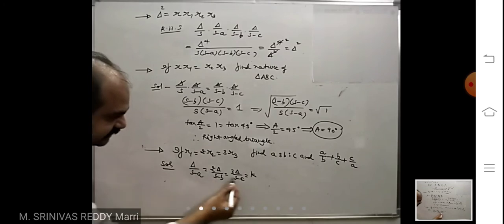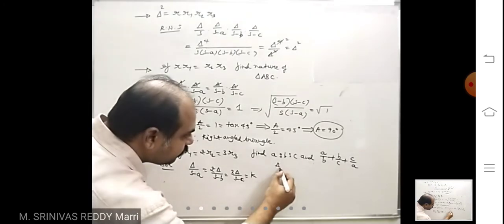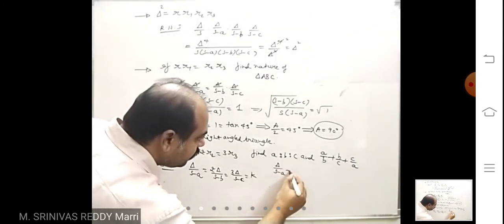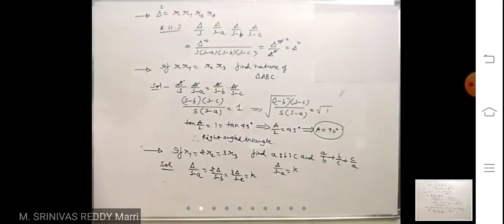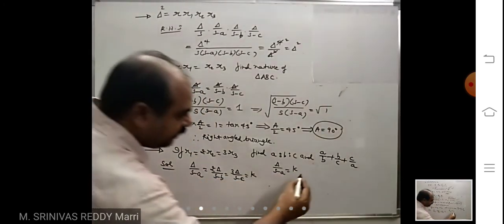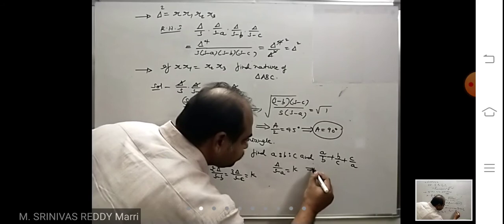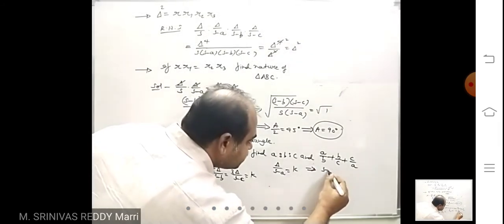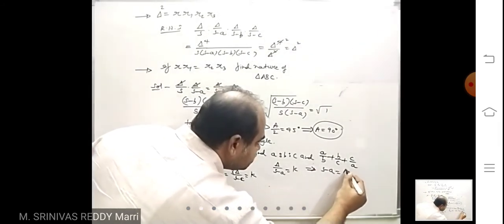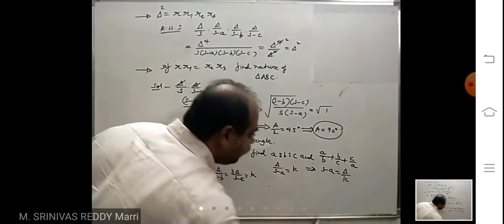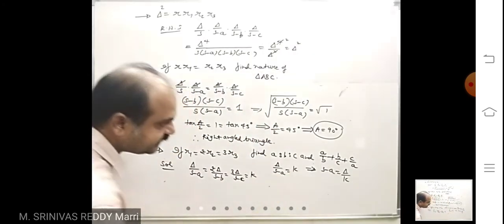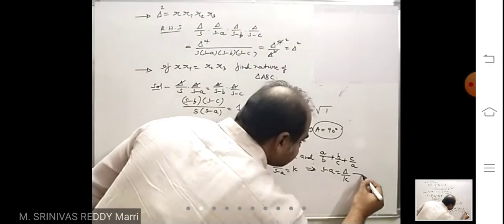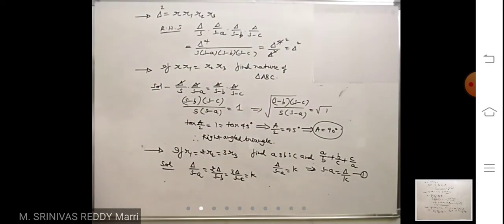Now look at here, first equals k. Delta by s minus a equals k. That means what I want is the s minus a value. This is nothing but delta divided by k. S minus a this side and k this side. Let us say this is the first equation.